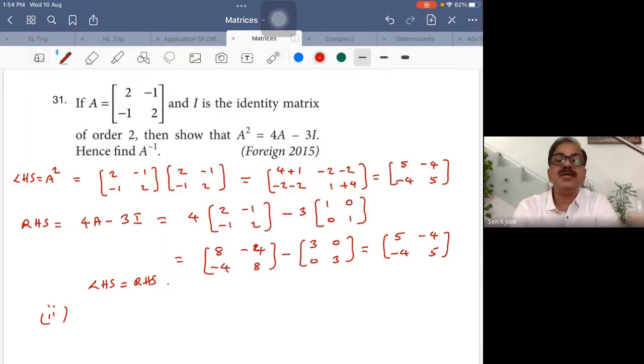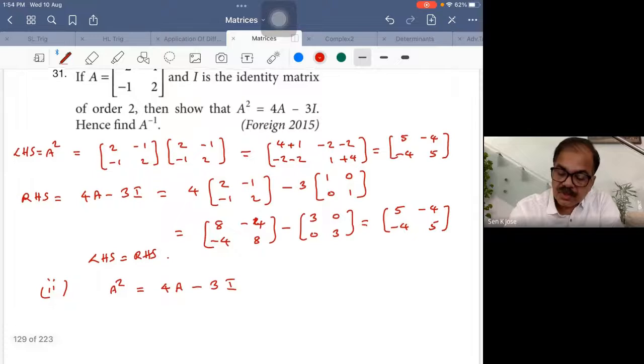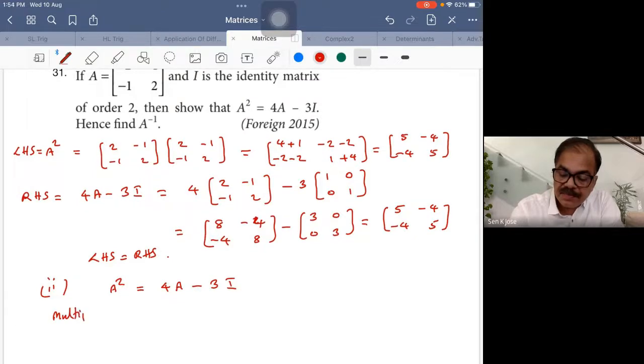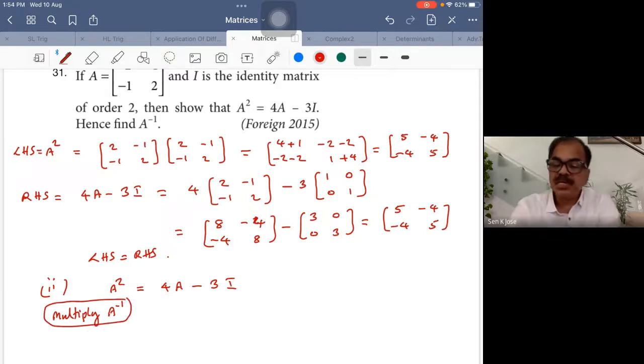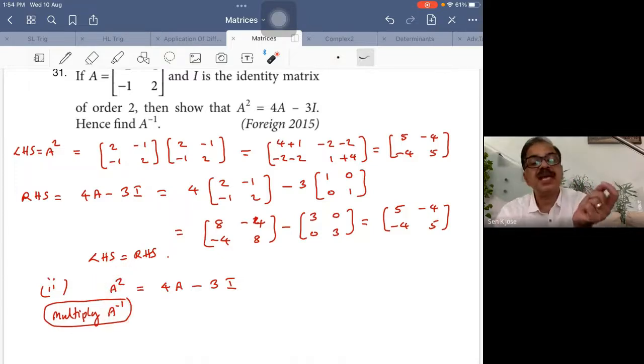Now for the second part, they said hence find A inverse, which means making use of the earlier result, you find A inverse. So I'm going to copy my earlier result. What's my earlier result? A squared is equal to 4A minus 3I. That's my earlier result. And I want to find out A inverse out of it. Just multiply throughout by A inverse. So we say multiply each term by A inverse. So if I multiply each term by A inverse, this is A squared. And if I multiply by A inverse there, one A gets cancelled, because A into A inverse will become I. So A into I will be A then.